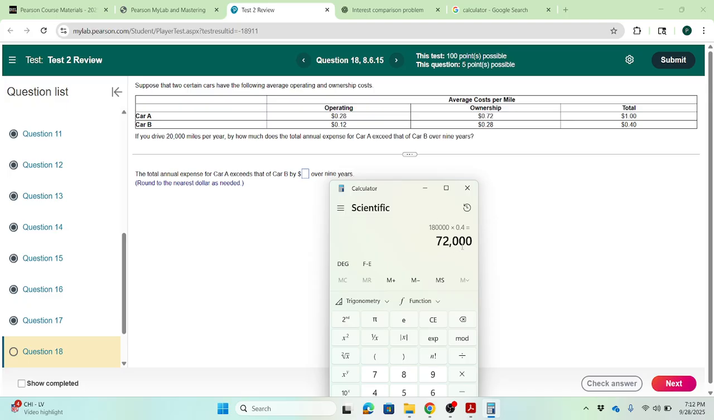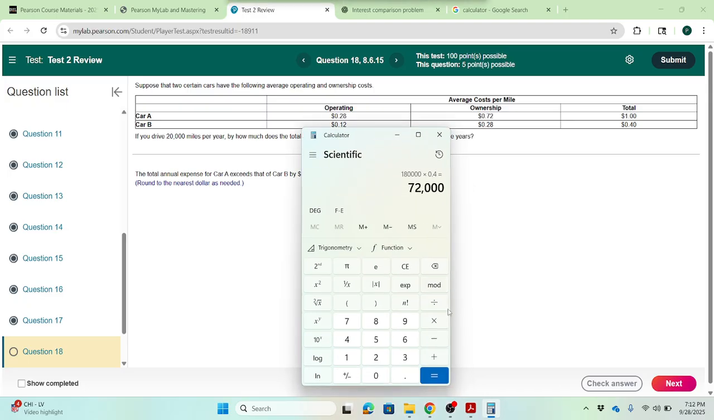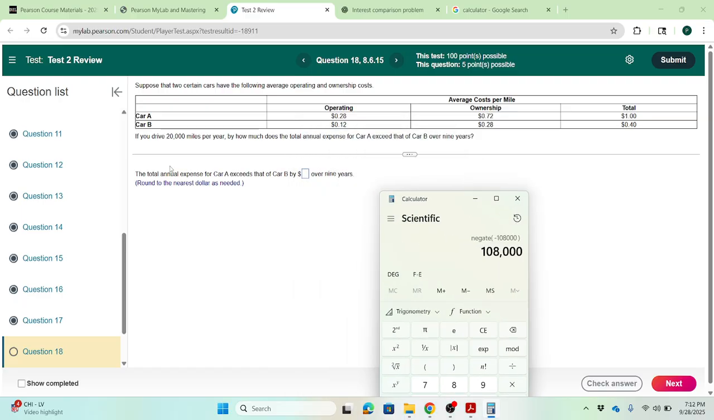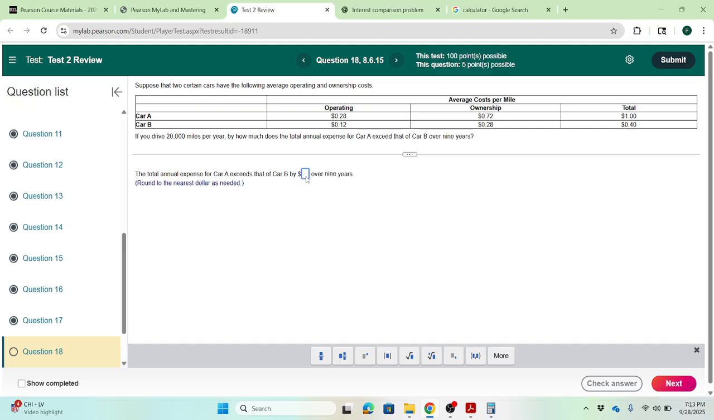So the total annual expense for car A exceeds that of car B by, you have to subtract this from 180,000. I'm going to subtract it from 180,000, make it positive because I'm subtracting a lower number from a higher number. So over 9 years, car A costs 108,000 bucks more than car B.